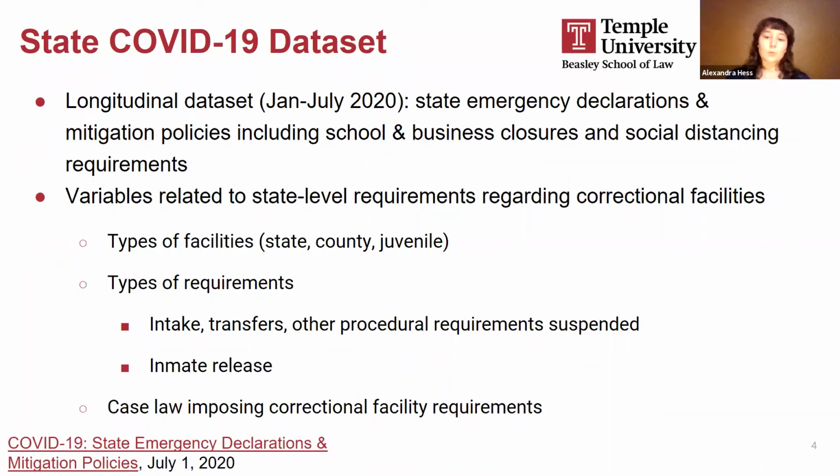We also looked at variables related to state level requirements regarding correctional facilities. This included the type of facility, as well as type of requirements such as suspension of intakes, of transfers, or of other procedural requirements, as well as inmate release requirements. We also kept track of case law imposing correctional facility requirements related to these policies.